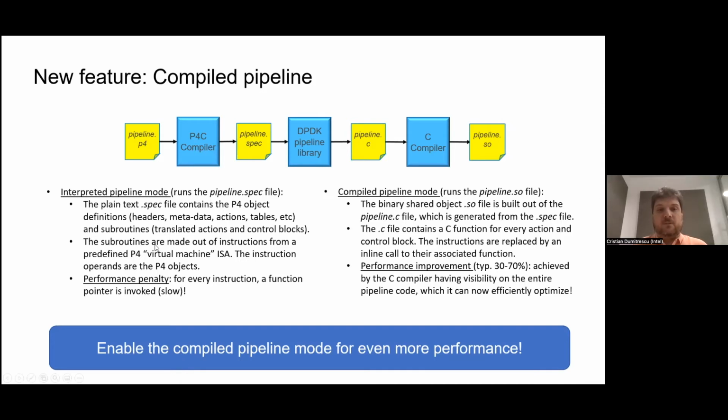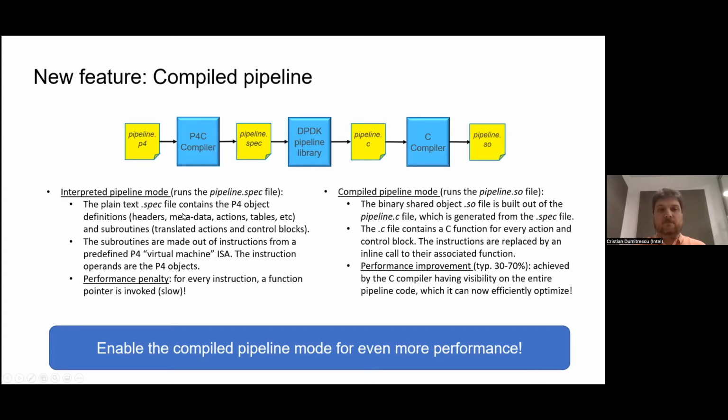So just to get a few more details here, in interpreted mode, we are simply loading this specification file, pipeline.spec. This is a plain text file. What it contains is actually very similar to the P4 program. It is produced by the P4 compiler. There is a lot of work the compiler does, by inlining, for example, control blocks that might be nested, or handling enumerations, or a lot of the front-end stuff. But at the end, what we get in this spec file is the definitions of the P4 objects in the P4 program, like headers, metadata, actions, tables.